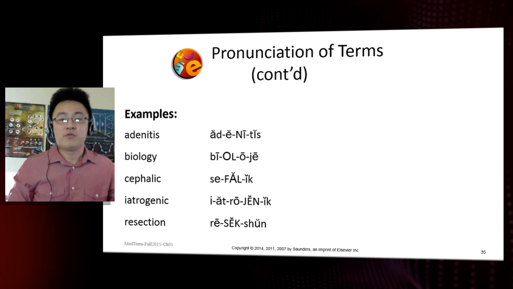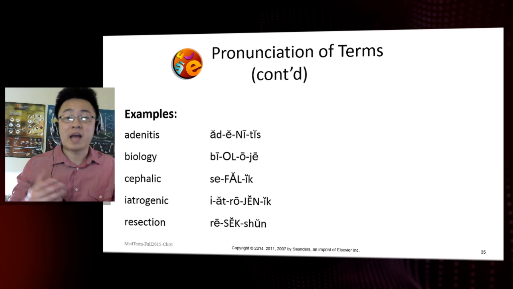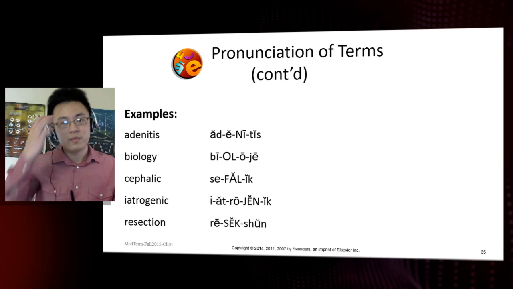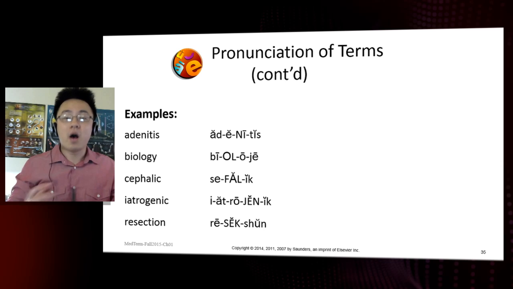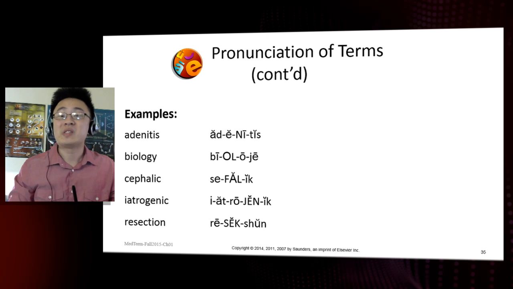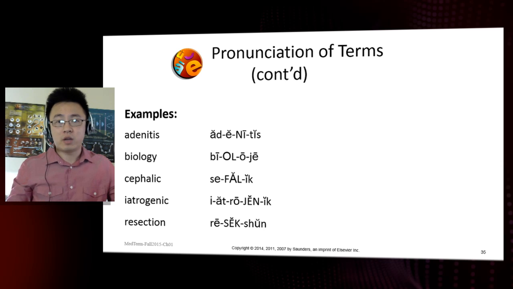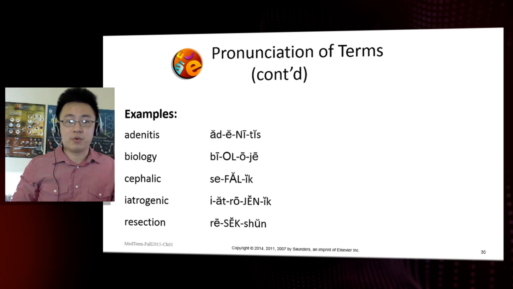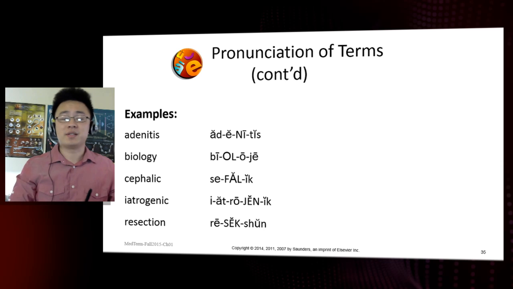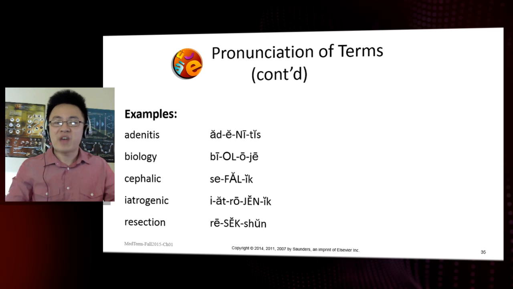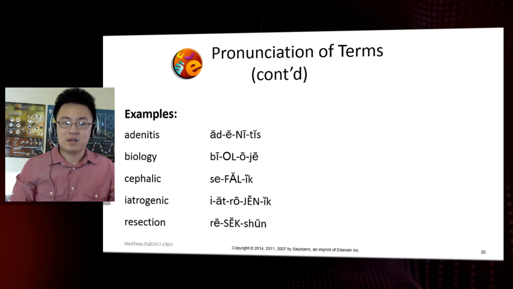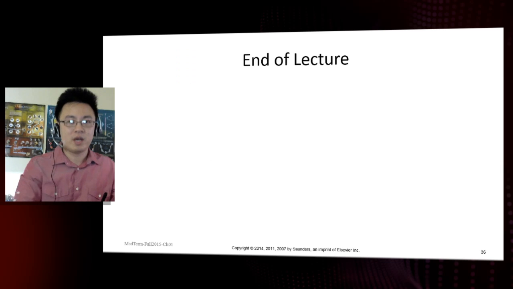All right. For example, adenitis. Adenitis. Okay? Adenitis. Biology. Cephalic. Iatrogenic. Resection. So those are some medical terms that I've pronounced for you, and hopefully you'll repeat after me. You can rewind that back and forth. Okay? Adenitis, biology, cephalic, iatrogenic, resection. All right, so hopefully that'll get you a good head start on learning all the medical terms that we're going to get through in this course.